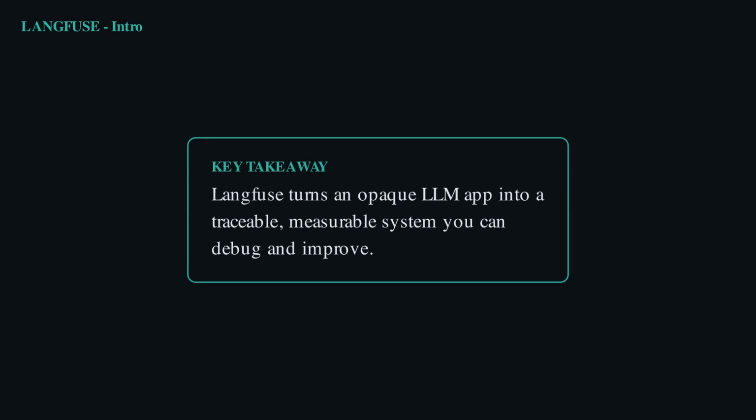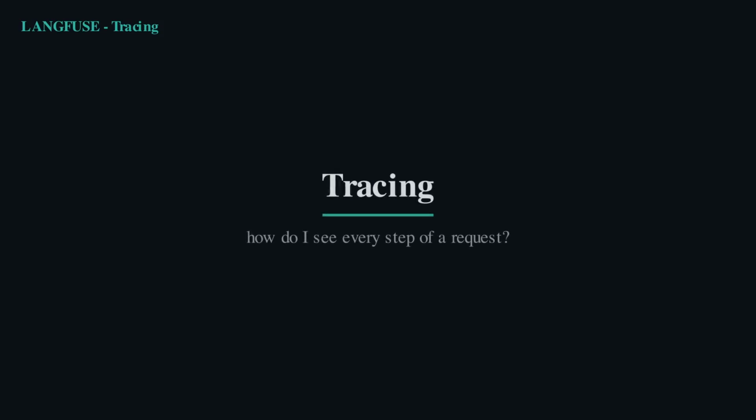Let's start where every debugging session starts, the trace. First question, how do you capture what your app actually did on a single request? Not just the final answer, but every retrieval, every tool call, every model call in between? The answer is a trace, and it is the foundation that prompts and evaluations are built on.